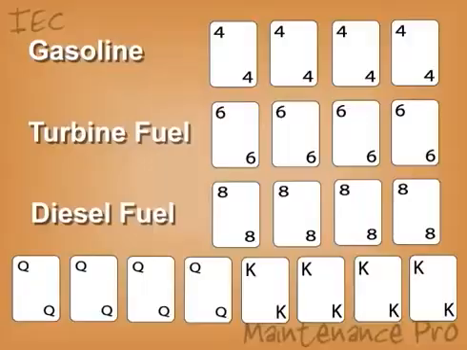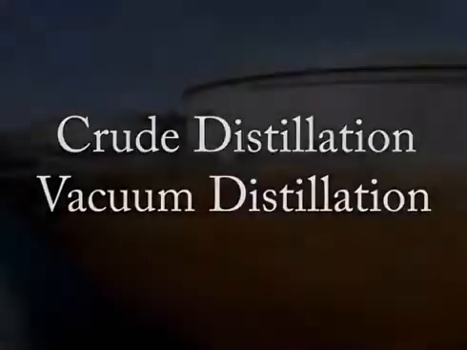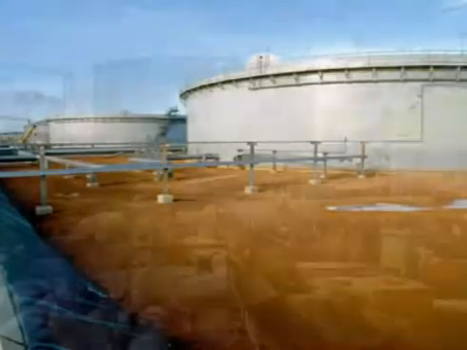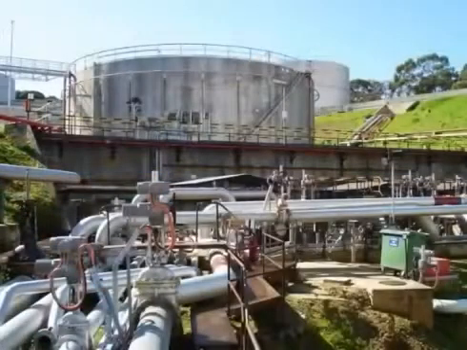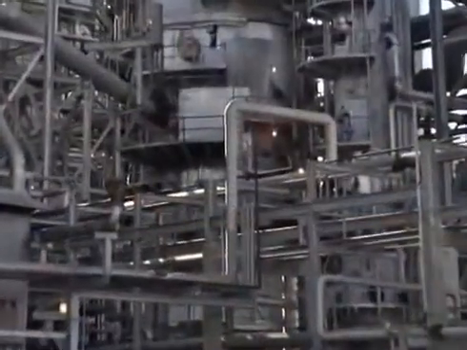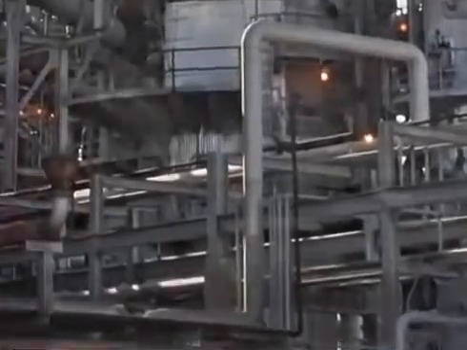To separate all of them requires 2 stages, crude distillation and vacuum distillation. Crude oil is pumped from storage tanks to a furnace where it is heated, but it is only heated enough to vaporize some of it. When it gets to the column, it is a mixture of vapors and liquids. Once inside, they separate. The liquids fall to the bottom. They are the queens and kings. They will be dealt with later.